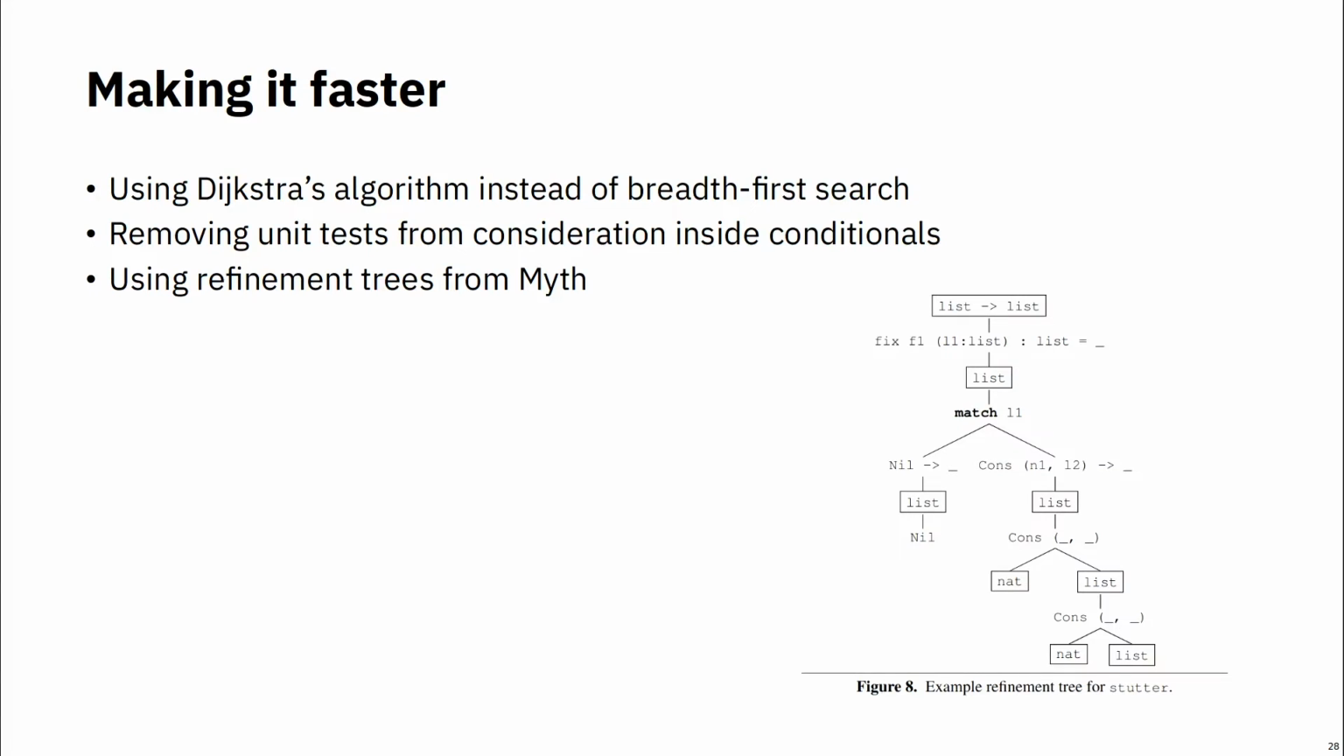So, making it faster. With regards to heuristics, I've been thinking about using Dijkstra's algorithm instead of BFS. This would be much faster in my mind, especially because there are certain primitives that show up way more than others. For example, we probably care about add1 way more than we care about max.